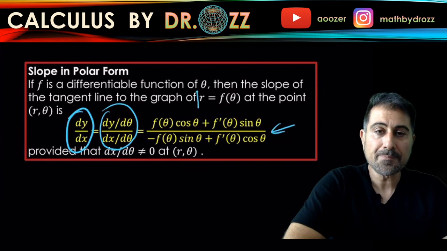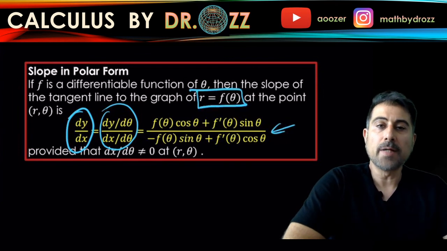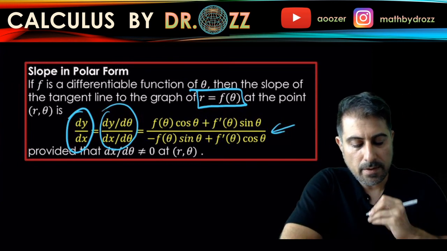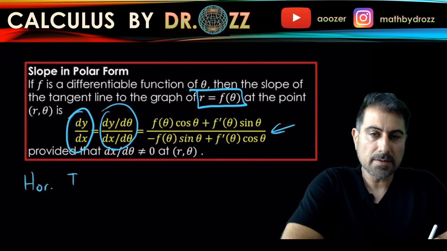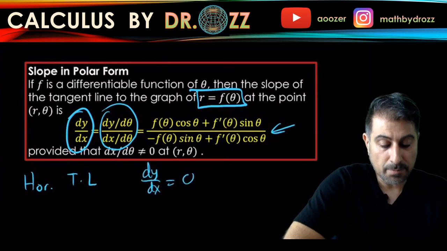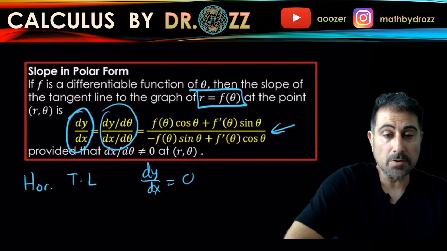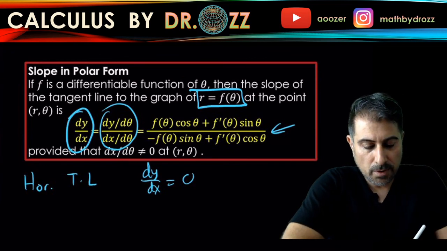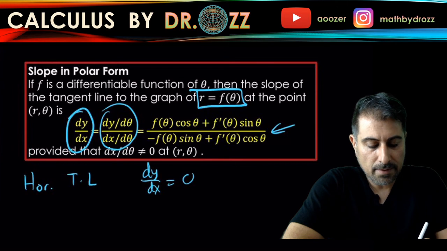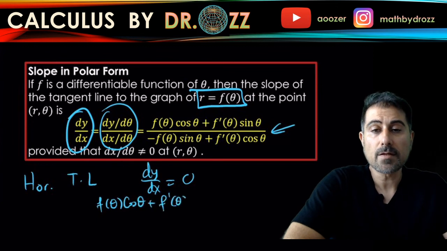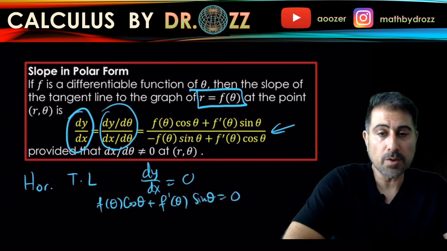One quick fact from calculus is that if you want a horizontal tangent line, then dy over dx is supposed to be 0. So the slope, in other words, is supposed to be 0. And in this context, to make the slope exactly equal to 0, you need to make the top of the fraction on the right-hand side equal to 0. In other words, you want f theta cosine theta plus f prime theta sine theta to be exactly equal to 0. That is going to give you a trig equation to solve for theta.